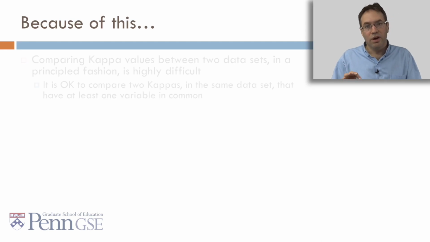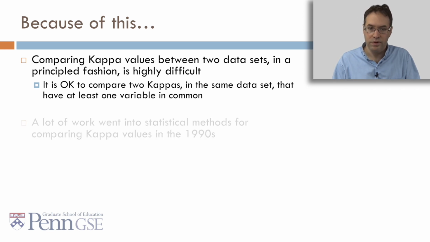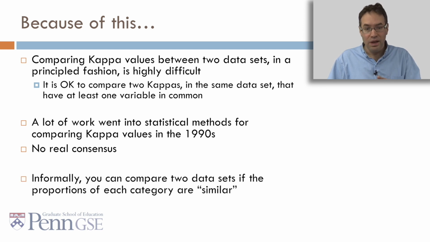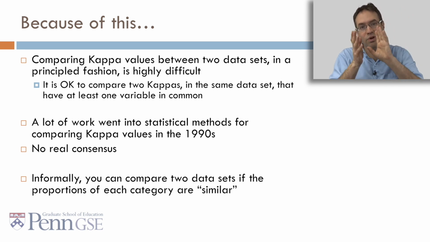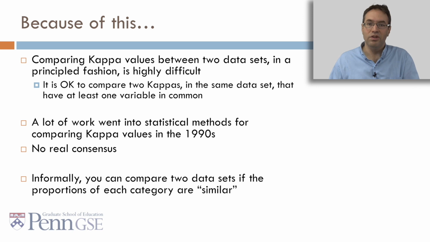Because of this, comparing kappa values between two data sets in a principled fashion is highly difficult. It is okay, however, to compare two kappa values in the same data set that have at least one variable in common. A lot of work went into statistical methods for comparing kappa values in the 1990s, and there was no real consensus. It turns out that there's just not a really good way to do it, so far as we currently know. Informally, you can probably compare two data sets if the proportions of each category are similar, whatever that means. So in other words, if you have two categories and in one data set it's 60%, 40%, and in the other one it's 55, 45, you're probably okay. But you wouldn't want to compare 60-40 to 93-7.